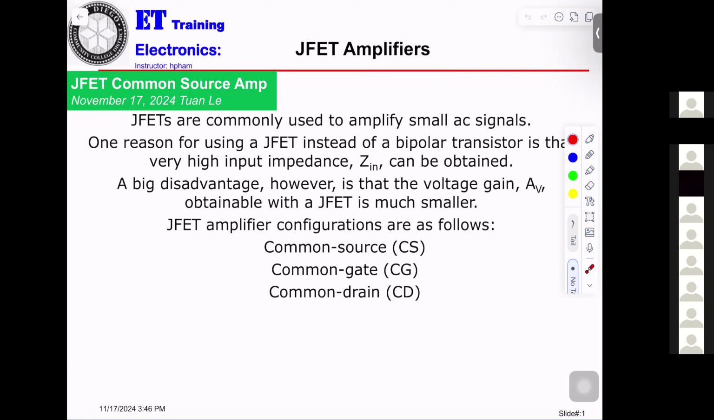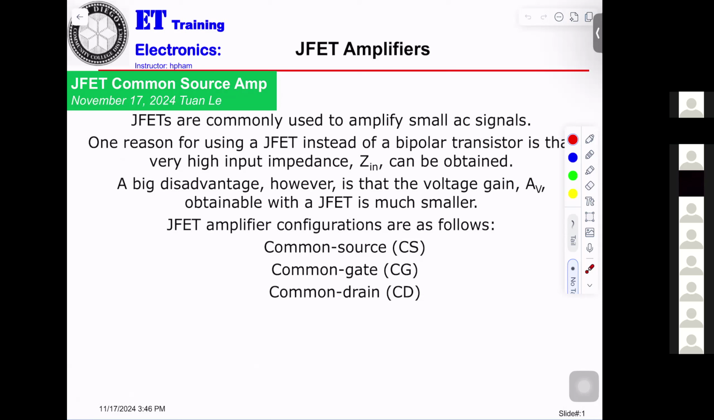Okay, so basically we already know the bipolar transistor. With a bipolar transistor you can get amplifiers in CE (common emitter), CC (common collector), and CB (common base). For the bipolar transistor you can get a higher gain. However, the input impedance is not really good like the JFET, okay?